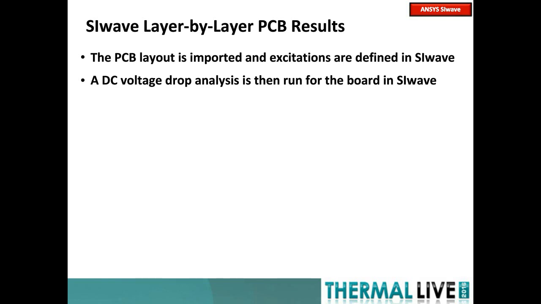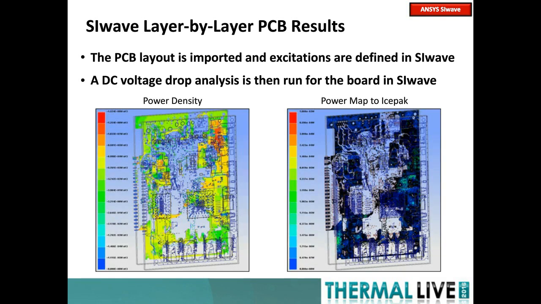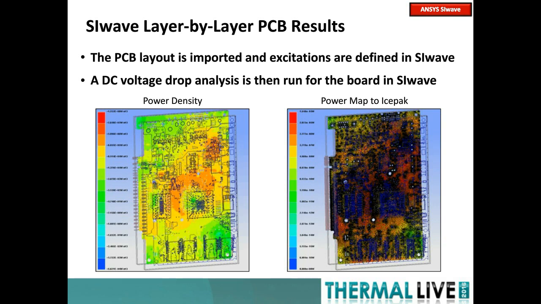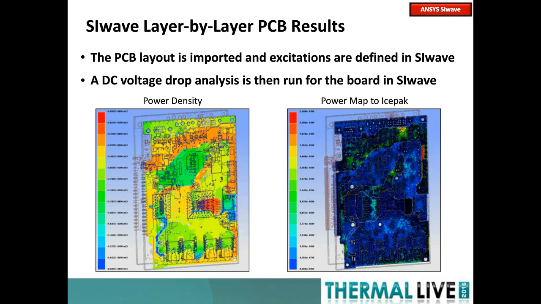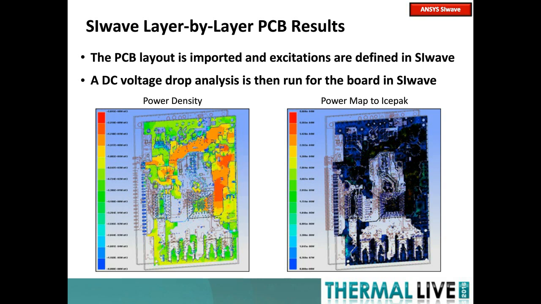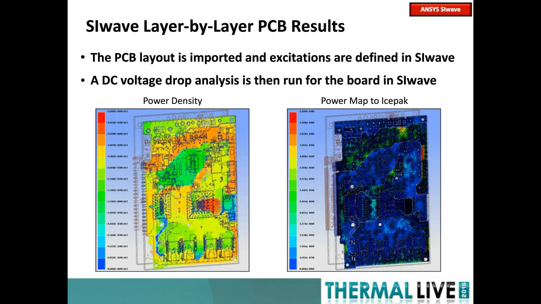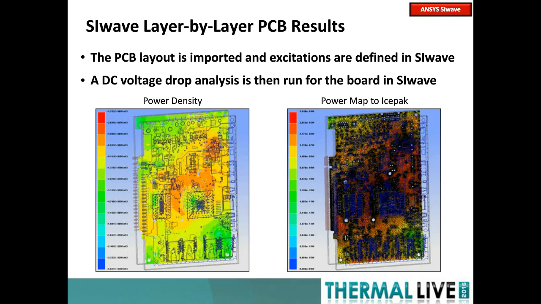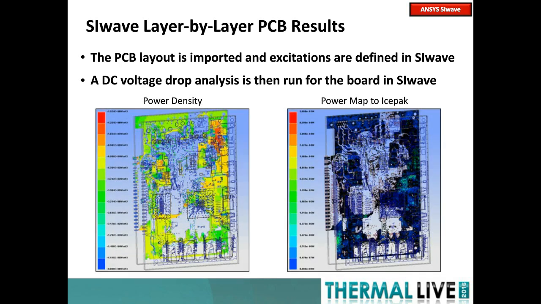Additionally, from the voltage and current densities, we get the power density as well. The power density is shown on the left. On the right is the power map that is transferred into IcePack. This power map is obtained at each level, at each layer in the board. So this layer by layer power map will come into IcePack to account for joule heating in the board.